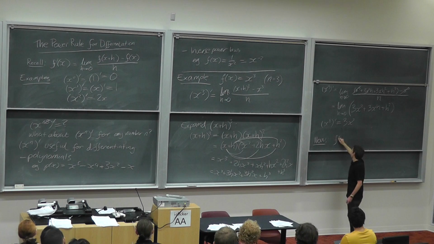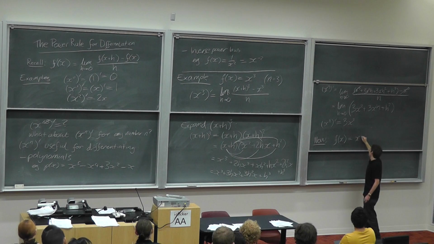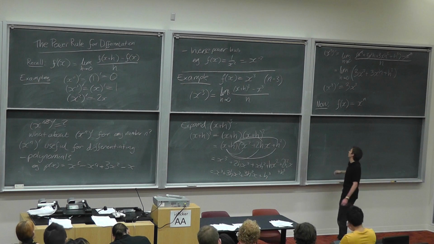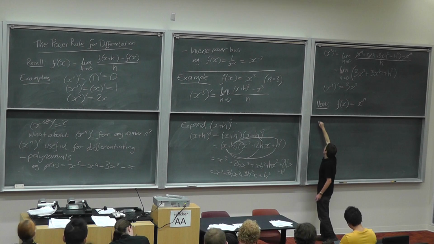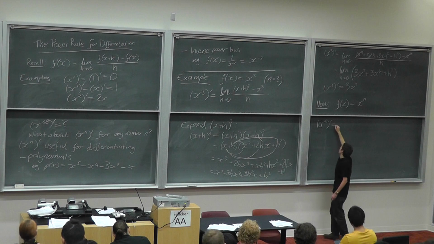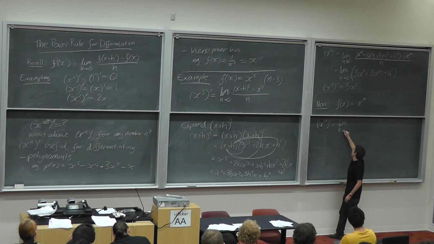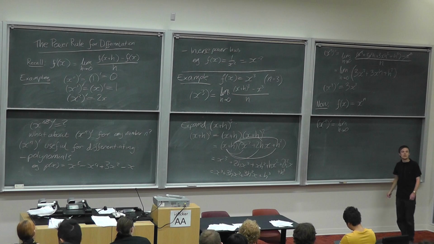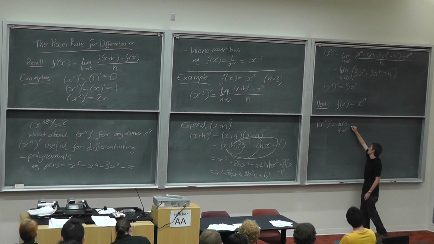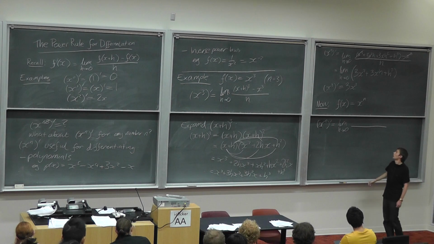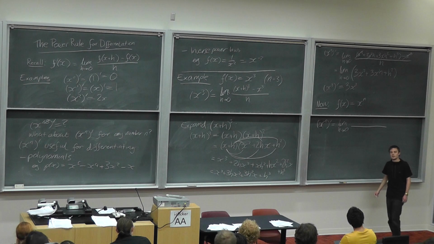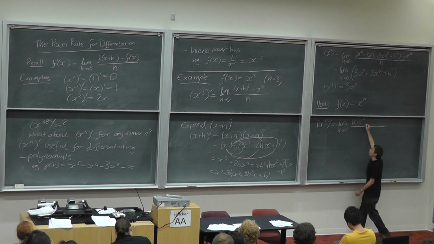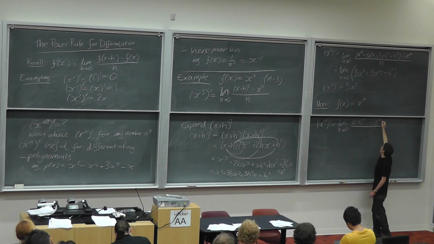So now let's look at f of x equals x to the n. Let's approach this in exactly the same way we did before. So the derivative of x to the n is the limit, as h goes to 0, of what is it the limit of? So what's our f of x plus h here? x plus h to the n. So x plus h to the n minus x to the n over h.